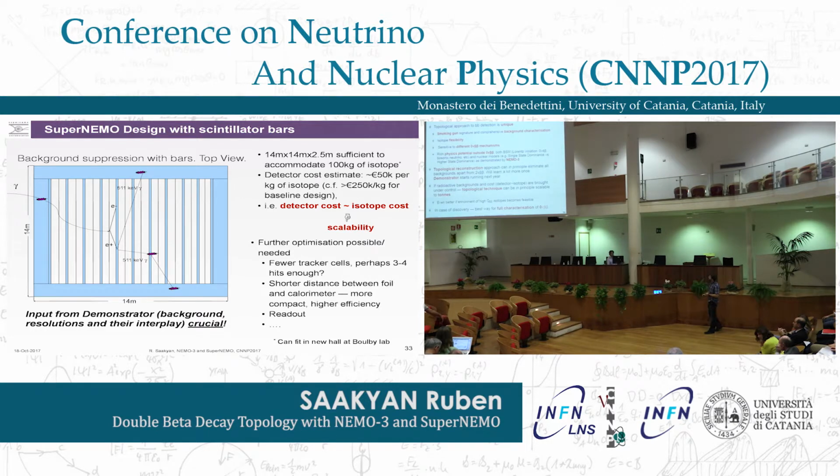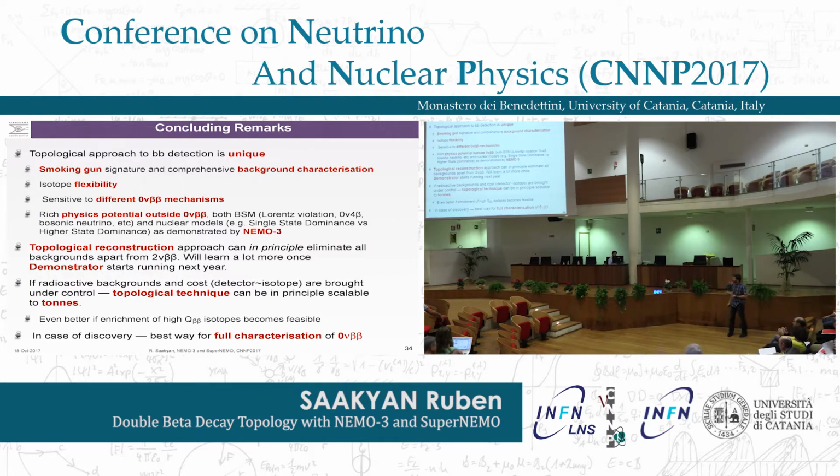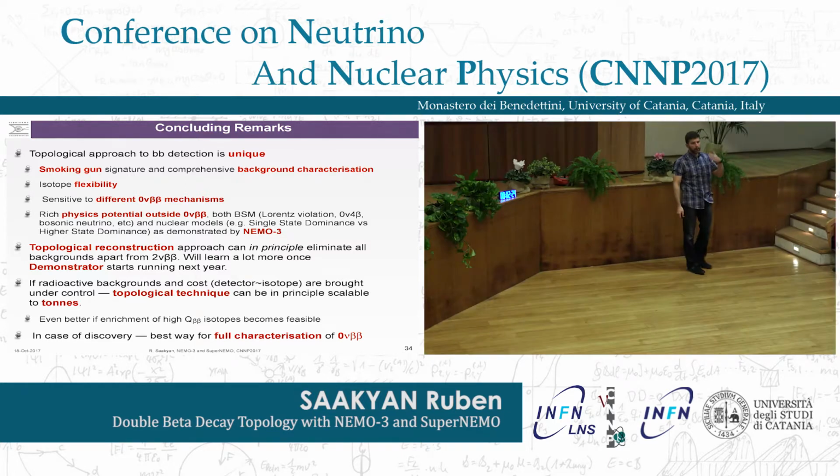Okay, that brings me to my last slide. The topological approach to double beta decay detection remains unique, and I think we need to do everything we can to explore the possibility of using this technology and scaling it down to lower masses as much as we can. Something I didn't mention is that, because some papers will still come out from NEMO 3, it has a rich physics potential outside double beta decay. You saw the quadruple beta decay result, but there are also interesting things you can do with Lorentz violation, bosonic neutrinos, and so forth.